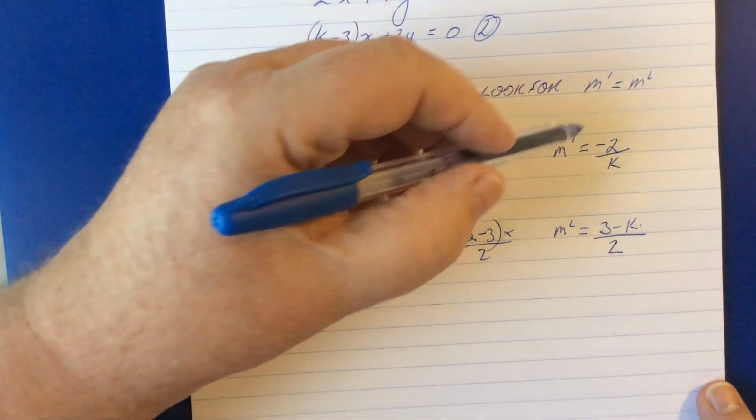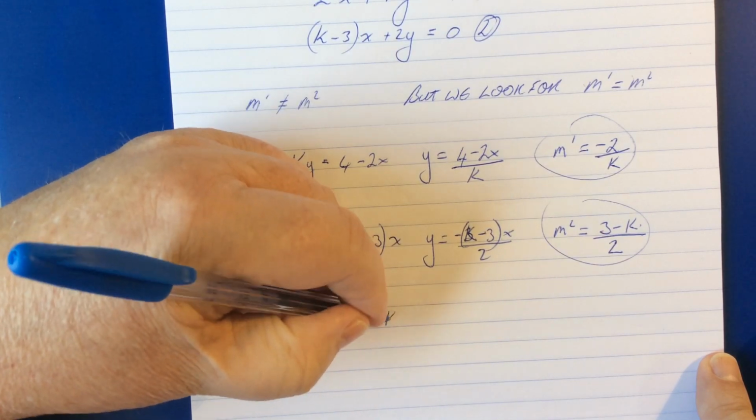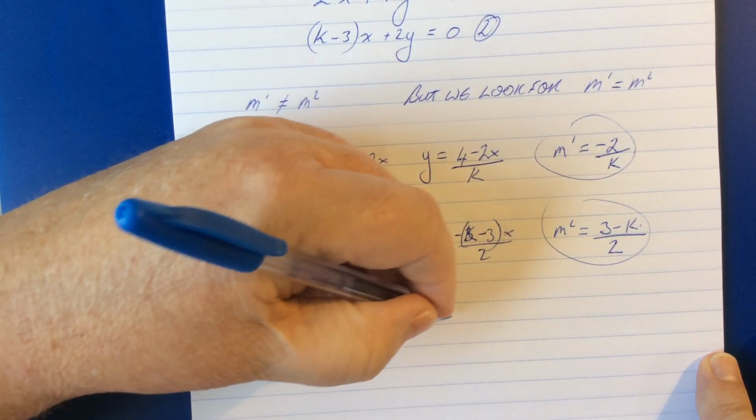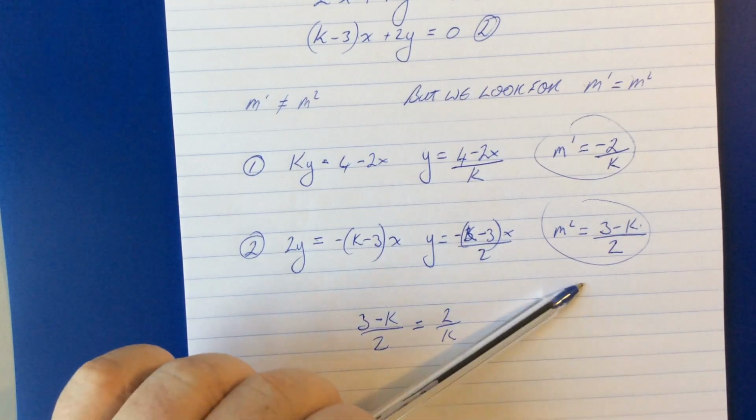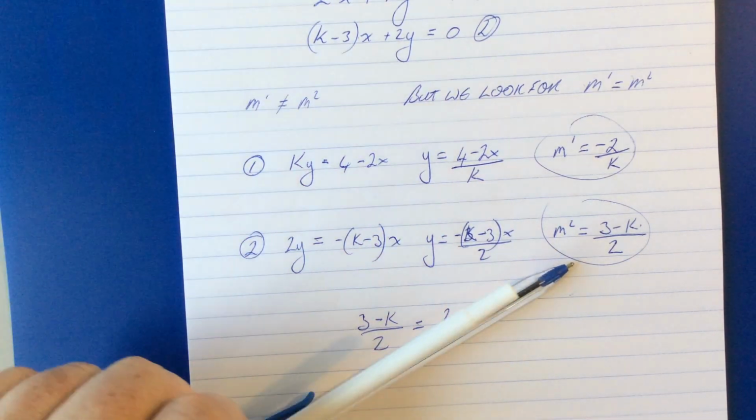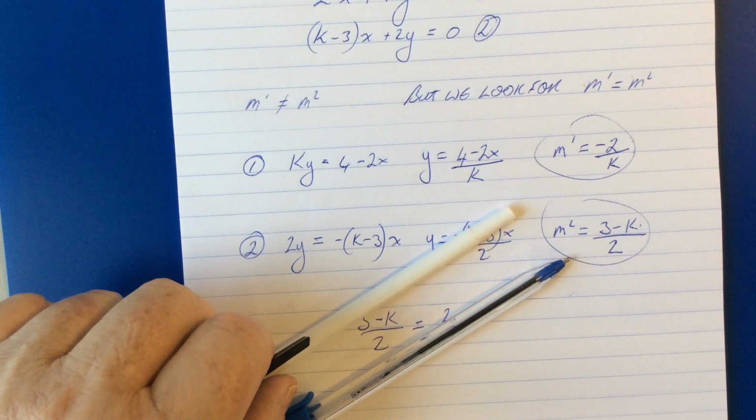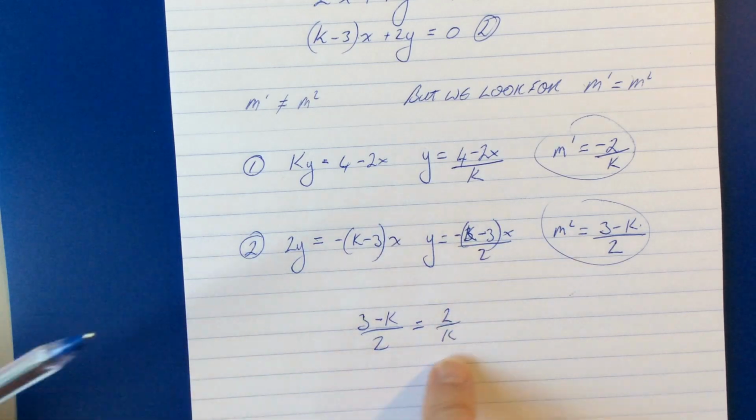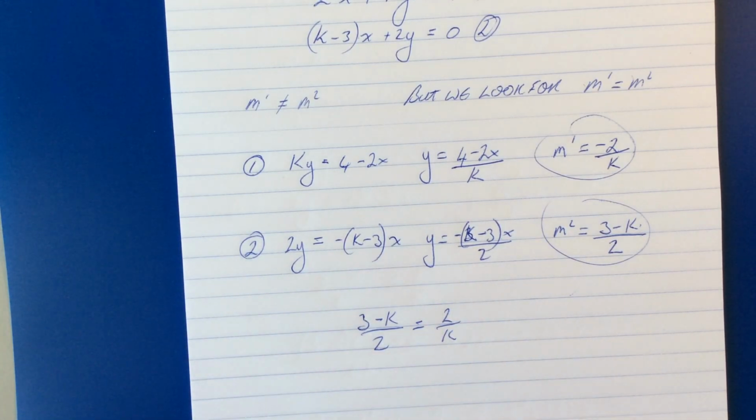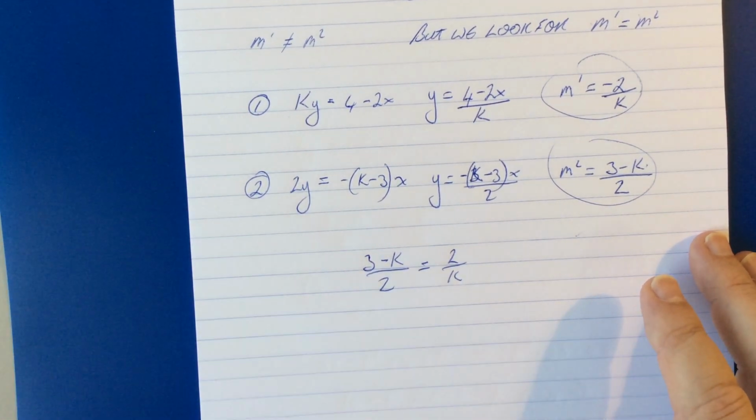Okay, so we've got our gradients, and what we're going to do is equate them. So (3 minus k) on 2 is going to equal negative 2 on k. Now, what this means is that if we can find where these things are equal, then we're looking at one of two things. We're either looking at them sitting one on top of the other if we graph them, or we're looking at parallel lines. In either case, it's not a unique solution. So as I say, once we find where this is true, we can exclude those numbers, and that is our answer. Right. So a little bit of algebra.